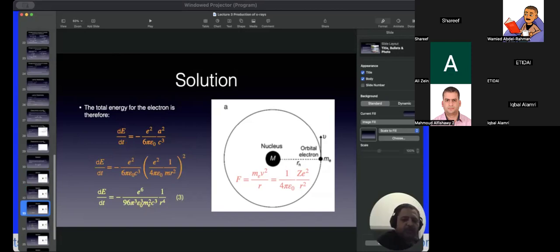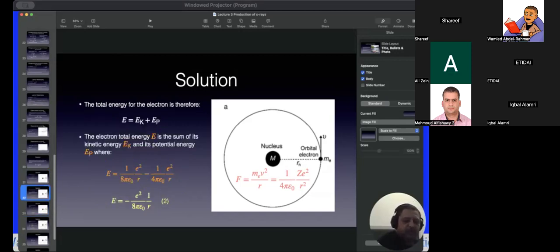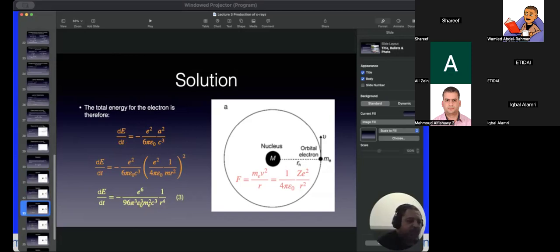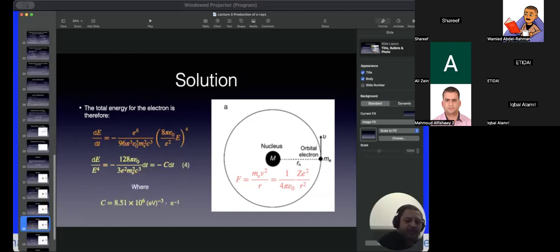We're going to use this formula and plug in the information. All we need now is dE. This formula is E. We need to differentiate with respect to r to get dE over dt, and we end up with this big formula here. The point is that all of these are constants, and then this rate is going to be minus 1 over r to the power 4.